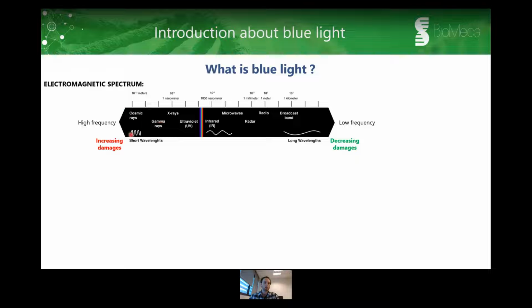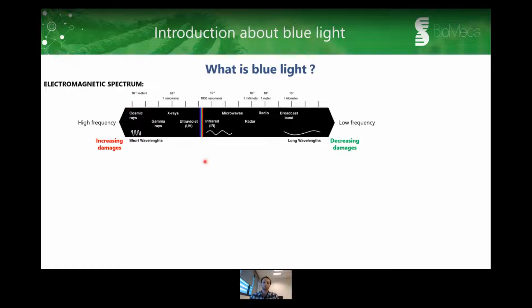The spectrum is divided into separate bands, and these bands are called by different names. These bands begin at the low frequency end of the electromagnetic spectrum, corresponding to long wavelengths, such as broadcast band and radio band, for example, and these bands end at the high frequency end of the electromagnetic spectrum and are associated with short wavelengths, such as X-rays, gamma rays, or cosmic waves.